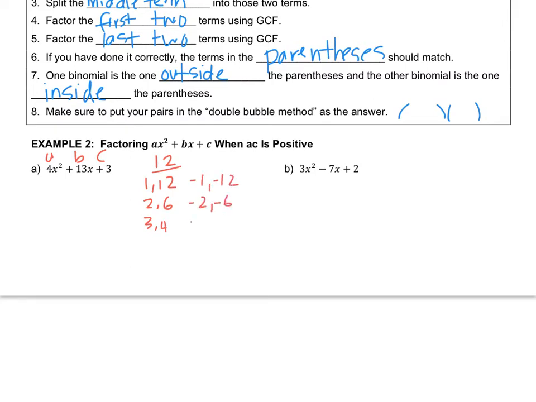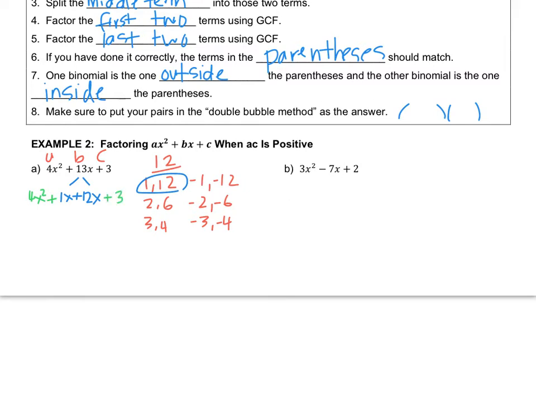And now what we're going to do is look for the pair that adds to the middle term. So we want the pair that adds to 13. So that's going to be 1 and 12. But now here's what the new thing is. This 13 is now going to get broken apart into 1x plus 12x. And then you bring the other two parts down. So it would be 4x squared plus 1x and then plus 3 at the end.